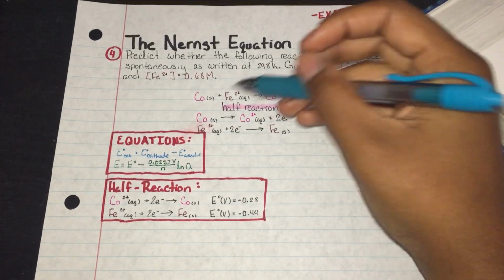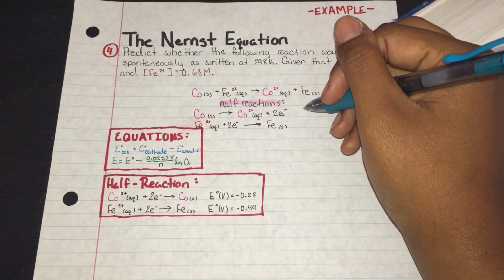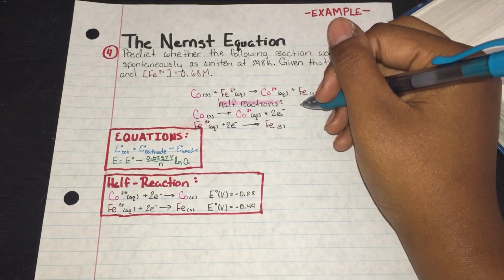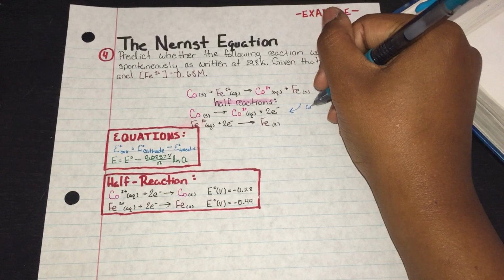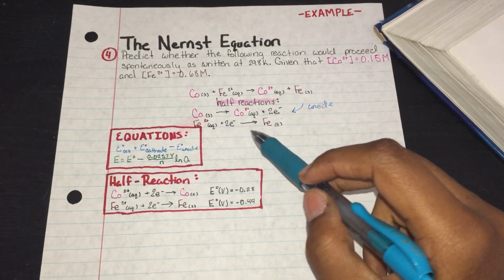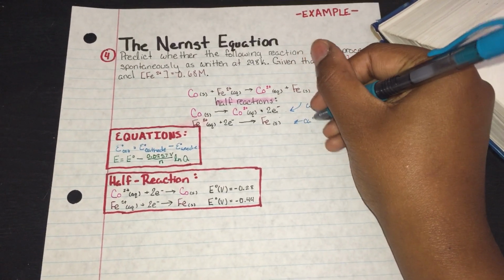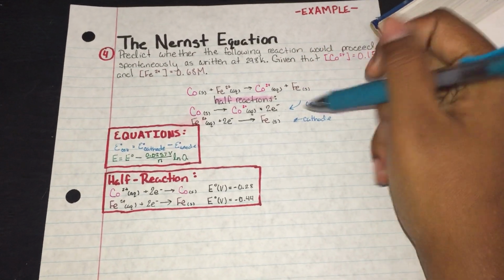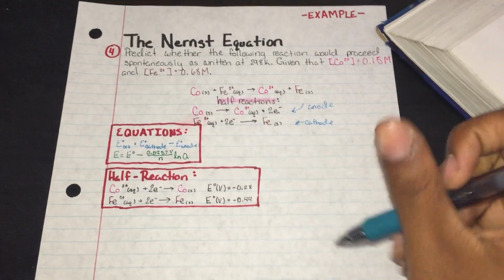So for our first half reaction right here of cobalt, we see that it is losing electrons, so this means this is an oxidation, and our anode for the problem. Iron is gaining electrons, so it is being reduced. This is our cathode. Now all we have to do is plug in the numbers from the appendix into our EMF equation.